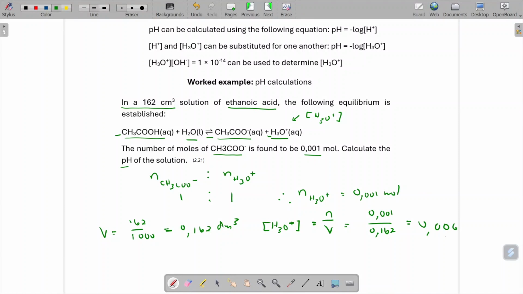So the answer to this is going to be 0.006 mole per cubic decimeter. What we can now do is take this value and substitute it into our equation for the pH. And so let's do that. Our equation: pH is the negative log of the hydronium concentration. So that's minus the log of 0.006. And the answer to that is the following.